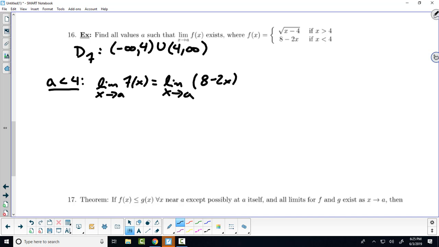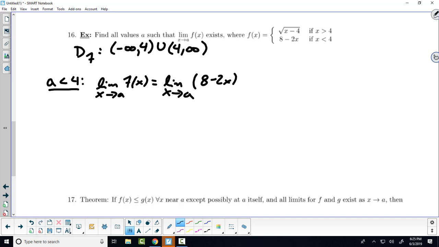Okay. Well, what do we know about 8 minus 2x? Well, we know lots of things. It's a polynomial function, right? What's the domain of a polynomial function? All real numbers. So we can evaluate this limit by what? The direct substitution property. Okay?